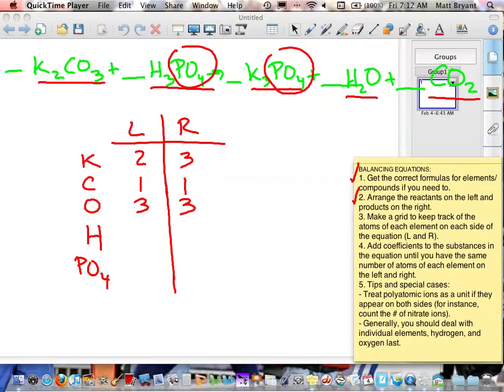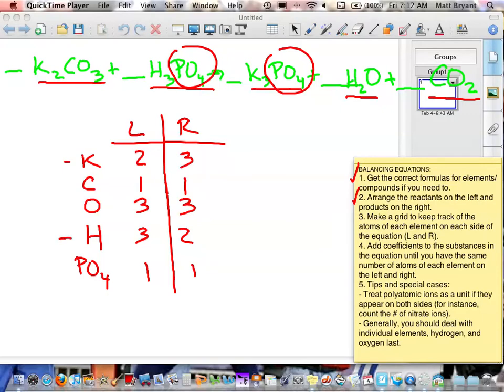Now we come to water. Not water, but hydrogen. We have 3 hydrogen on the left, and we have 2 hydrogen on the right. And finally, we come to our phosphates. I don't see any subscripts. I don't see anything in parentheses there, so I'm going to assume that we have 1 phosphate on each side. So most of this is already balanced. However, we've got that whole pesky 2-3 situation going on. We have an imbalance in potassium, and we have an imbalance in hydrogen. So we've got to figure something out there.